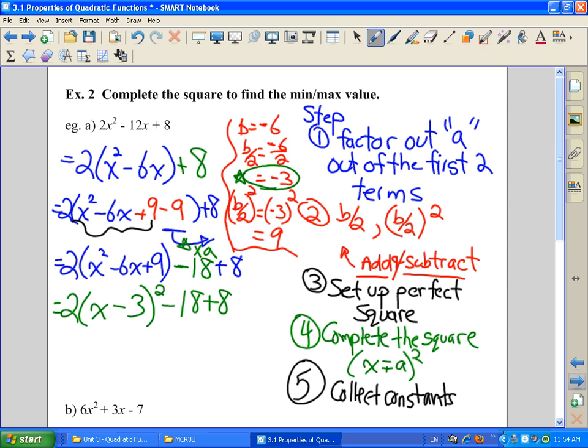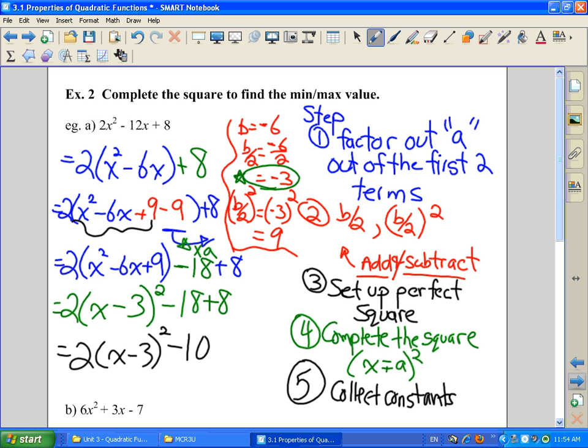Okay, so collecting the constants, I'm going to end up with 2 times x minus 3 squared minus 10. If I asked you for the vertex, you would tell me it's (3, -10). If I asked for your optimal value, you could tell me that it's -10. And because of the direction of opening, you could say that it's a minimum of -10.